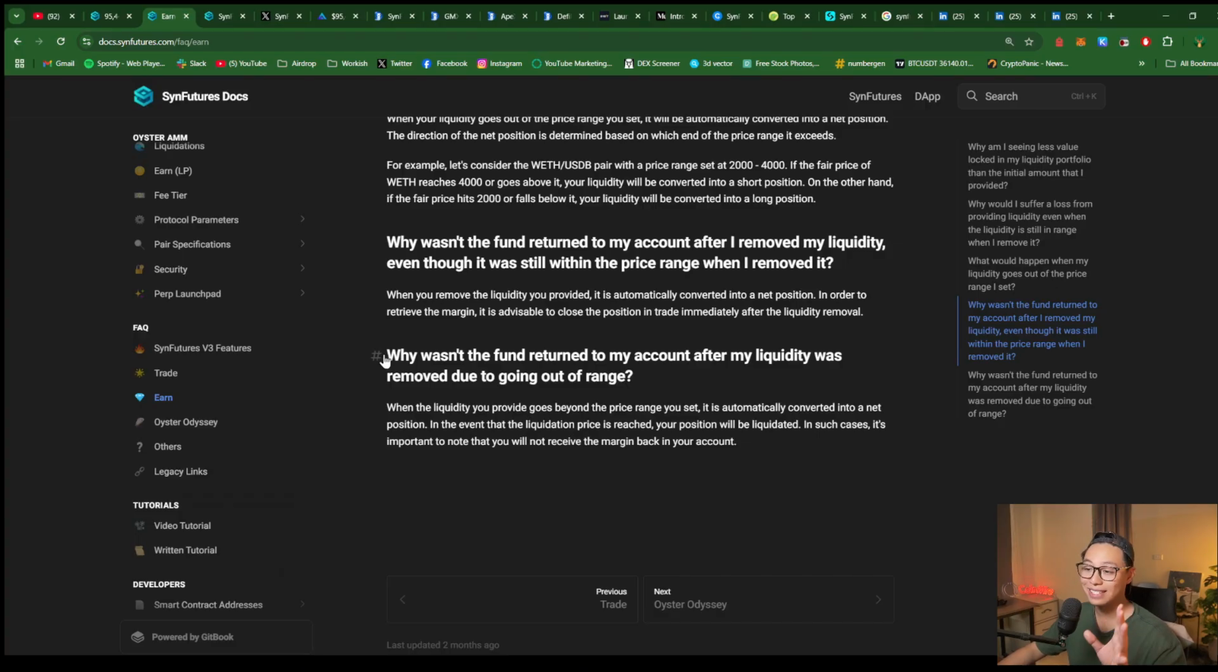Here we go. They stated this very clearly in their documents, right? So the question is, why wasn't the fund returned to my account after my liquidity was removed due to going out of range? When the liquidity that you provide goes beyond the price range that you set, it is automatically converted into a net position. In the event that the liquidation price is reached, your position will be liquidated. And in such cases, it is important to note that you will not receive the margin back in your account.